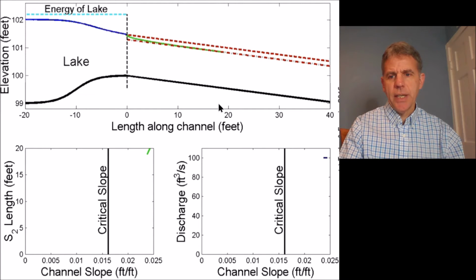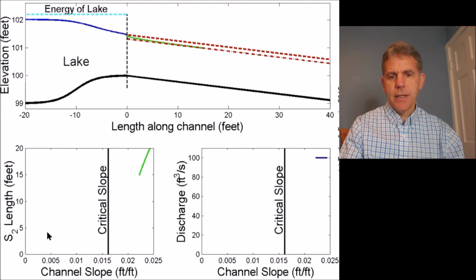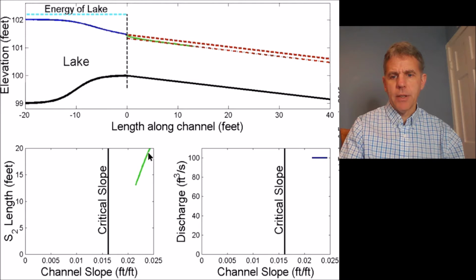So you can see that the channel slope is getting less steep with time. Let me pause it before things change too much. Discharge is a constant with slope. The length of the S2 curve is diminishing with slope, and you can see that basically normal depth is being arrived at a little bit sooner than at the outset of the animation.